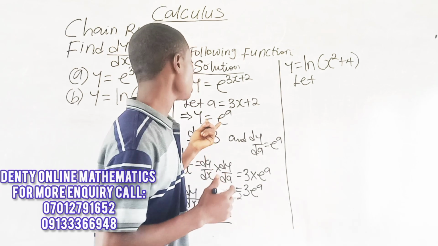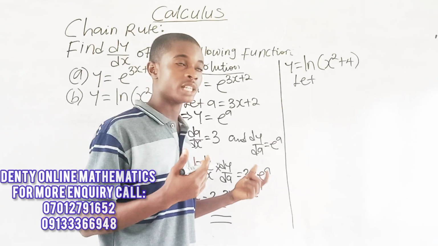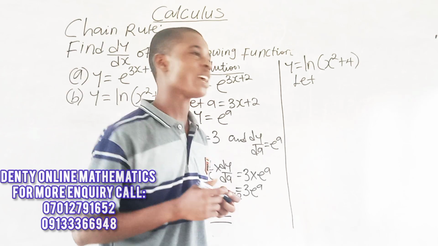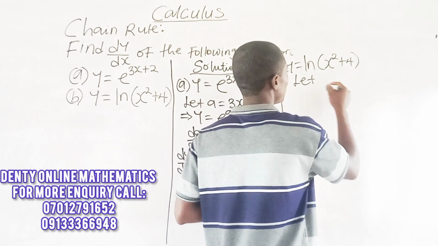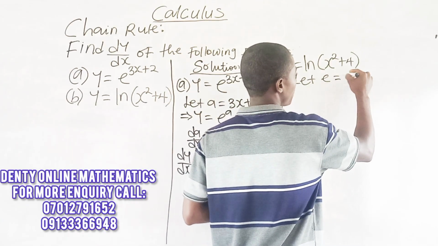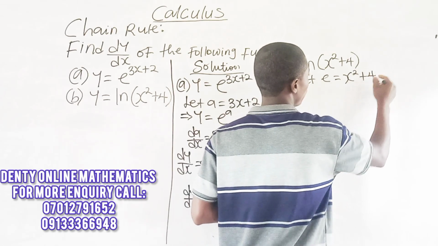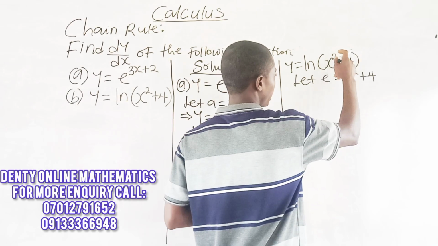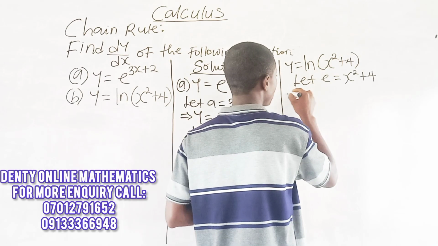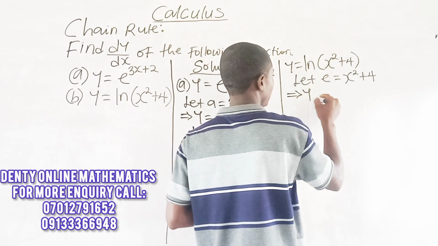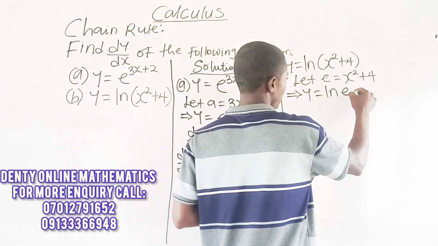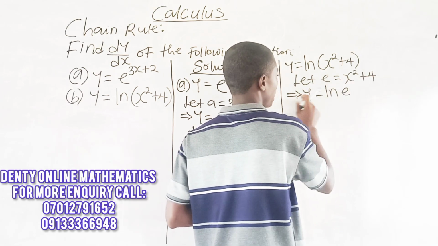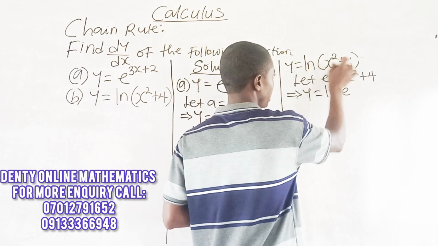So let me think of which one. Let me use f or e. Let me just use e. So let e equal x squared plus 4. That means e is equal to everything in this bracket. So that implies that y is equal to ln e, because e is equal to x squared plus 4.